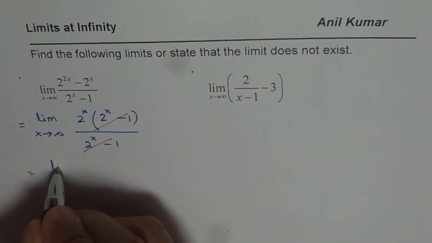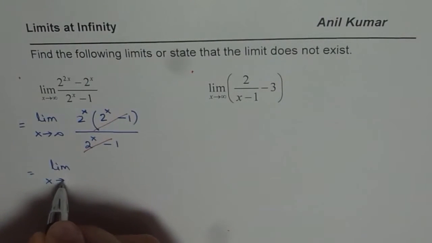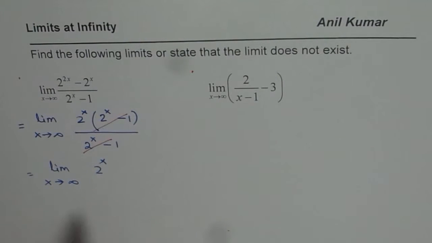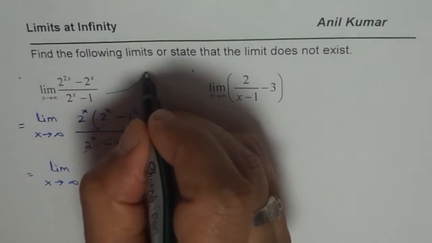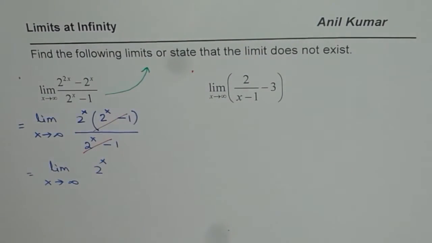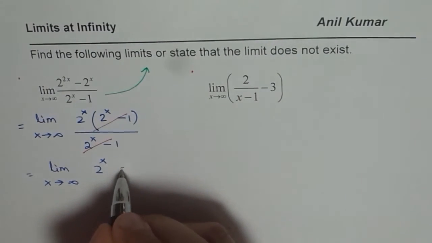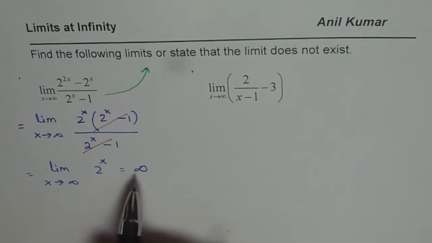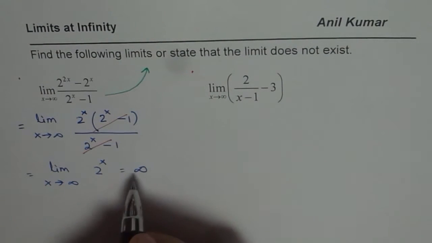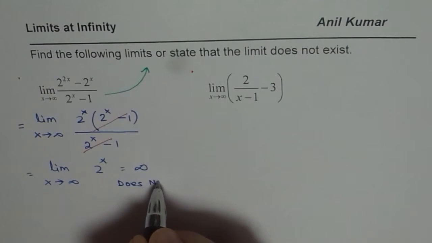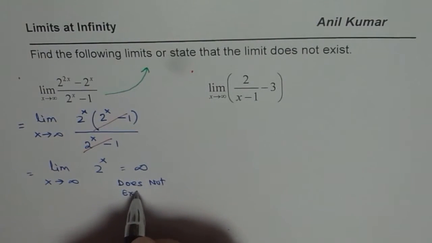We get the limit as x approaches infinity of 2 to the power of x. Now 2 to the power of x is an exponential function. As you know, its graph looks like this. It is always increasing, and so it approaches infinity. As it approaches infinity, and infinity is not a defined number, therefore we say it does not exist.